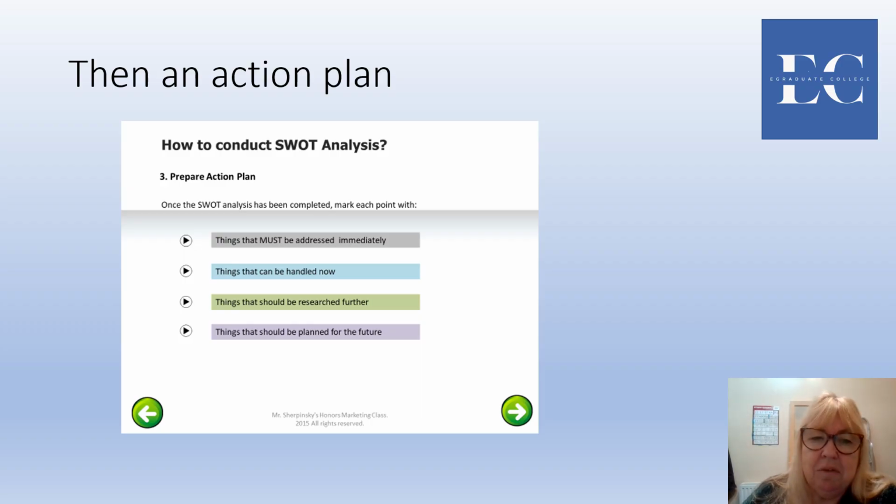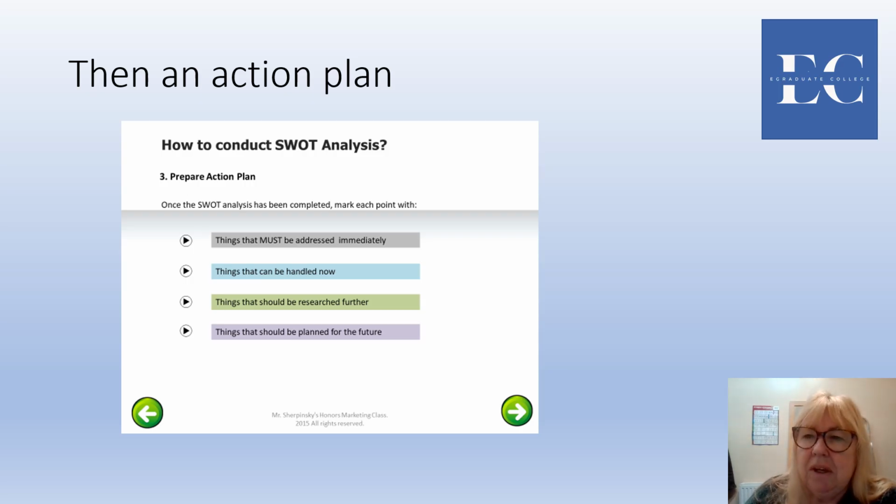So out of that, you create an action plan, as I said, and you really need at least these 4 points in your action plan. What I've done with people, when we usually do it on a whiteboard, once we've done our SWOT, we go around and we mark each point of the SWOT with what's got to be addressed immediately, and what can be just handled now. Is it just something that we can just do? We don't have to make any changes.